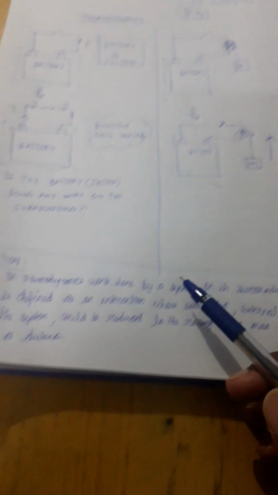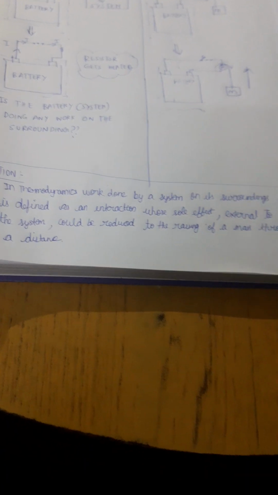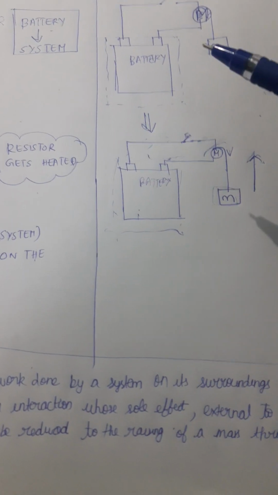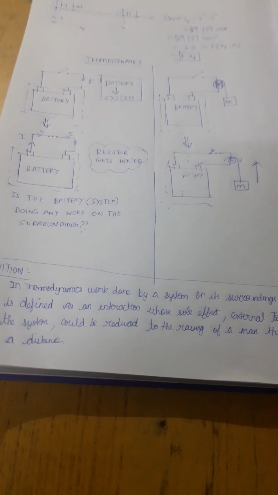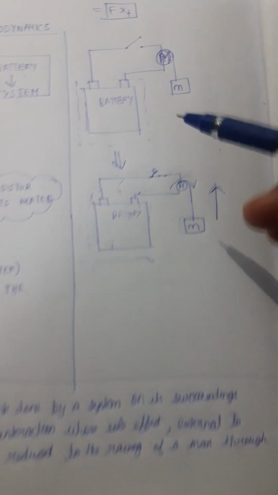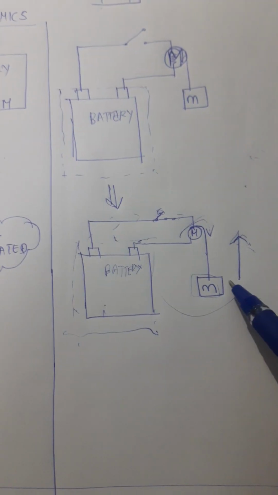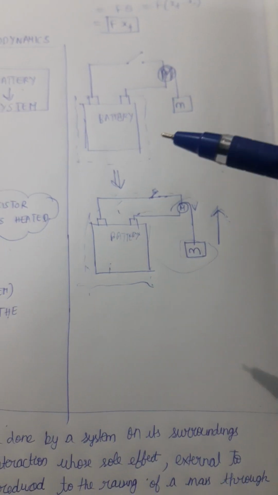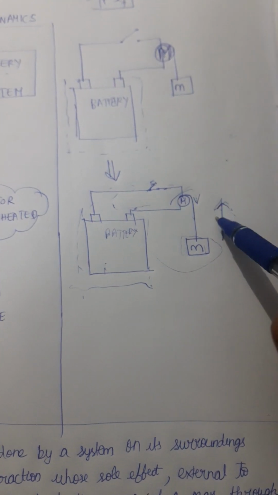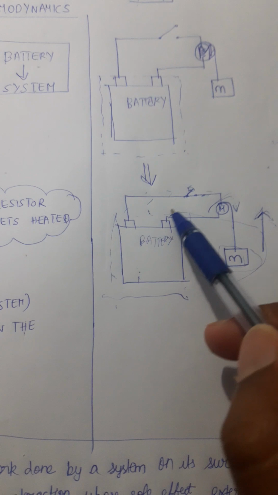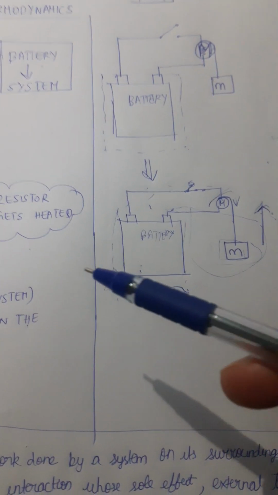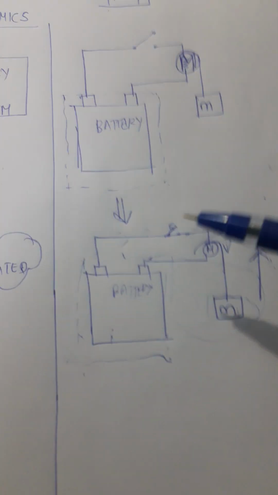So this is the definition of work in thermodynamics. If anything external to the system, that is, any surrounding effect, could be reduced to the activity of raising a mass m, then we can say that the system has performed some external work on the surroundings. Thank you.